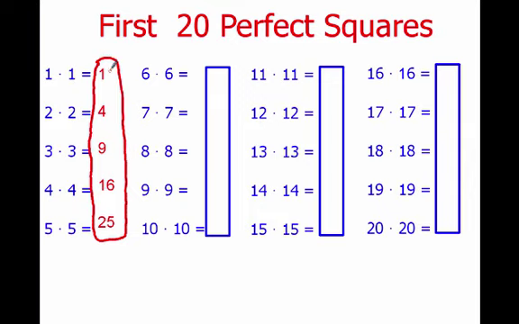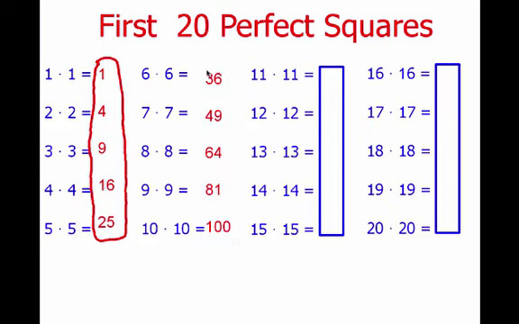All right? The square root of 1 is 1. The square root of 4 is 2. The square root of 9 is 3. The square root of 16 is 4. And the square root of 25 is 5. All right, our next 5 are 36, 49, 64, 81, and 100. So 6 times 6, 7 times 7, 8 times 8, 9 times 9, and 10 times 10. These are our second 5 perfect squares. Okay, these 10 are the ones that I would expect you already know.